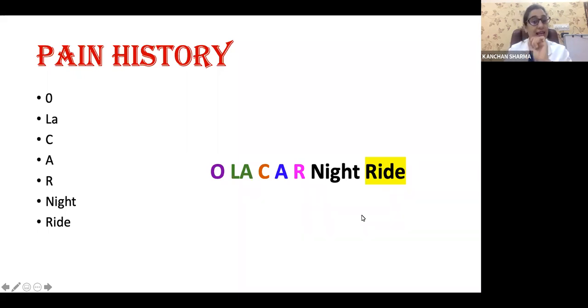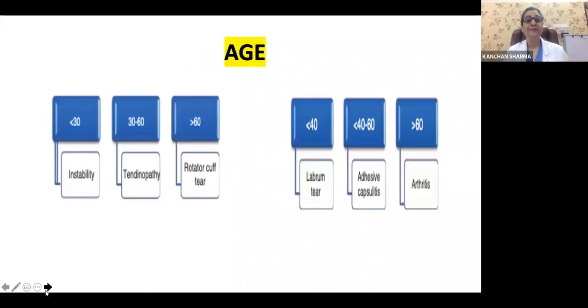And I'll be asking any one of you to explain the mnemonic to me again once I finish with the history. Okay, fine. So now let's think that one patient has come to us.